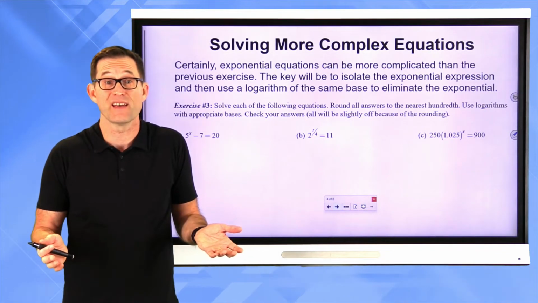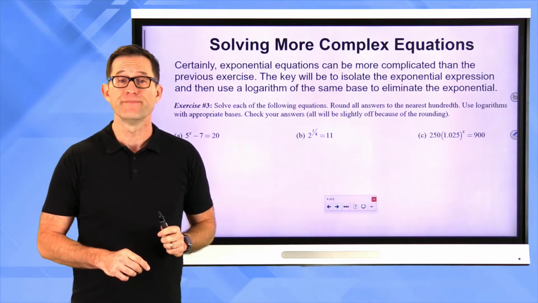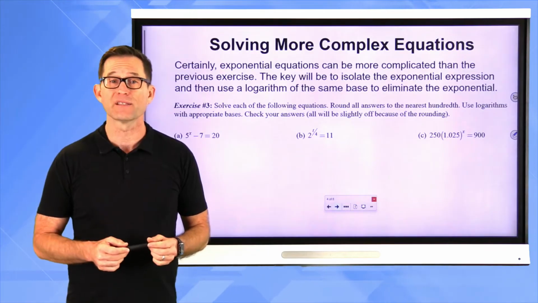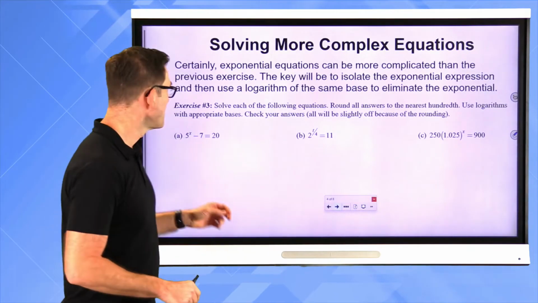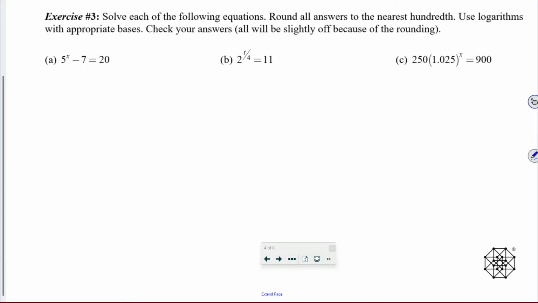4 to the x equals 10. The key will be to isolate the exponential expression and then use a logarithm of the same base to eliminate the exponential. All right, so let's take a look at exercise number 3. Solve each of the following equations. Round all answers to the nearest hundredth. Use logarithms with appropriate bases. Check your answers. All will be slightly off because of the rounding.